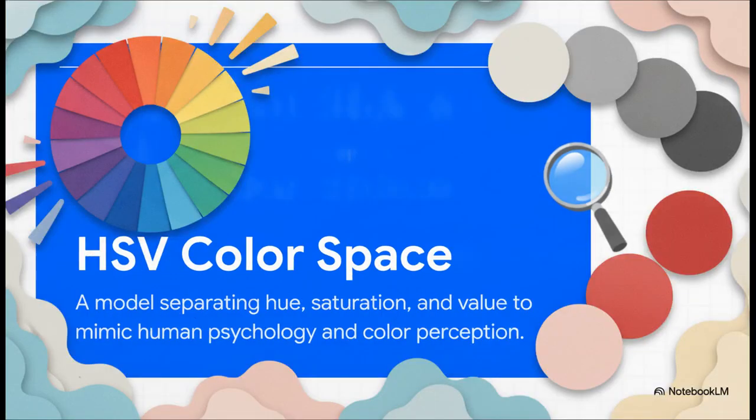So, to achieve really precise color differentiation without confusing the model, computer vision often relies on alternative color spaces beyond our standard RGB. One highly effective model is the HSV color space. That stands for hue, saturation, and value. And what makes HSV such a game changer is that it wasn't just built for pure math. It was actually designed specifically around human psychology. It separates the actual color, or the hue, from its purity and its brightness. This mimics how you and I actually perceive light and shadow out in the real world.